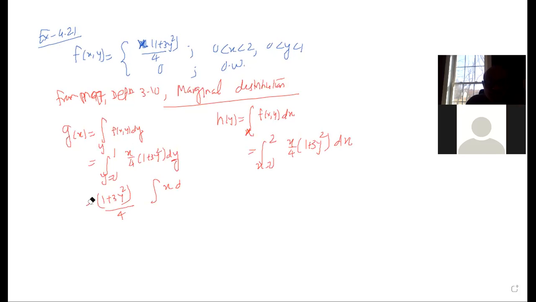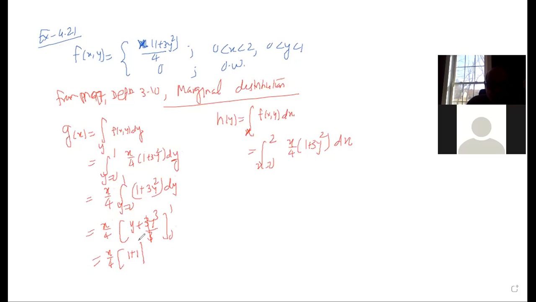Let me erase this part. Okay, sorry guys. That is equal to integration with respect to y, which means I can pull my x out of the integral sign. So y is equal to 0 to 1 and 1 plus 3y square dy. That is equal to x by 4, and here it is y plus 3y cube divided by 3, from 0 to 1. That is equal to x by 4 times 1 plus 1, otherwise it is 0. That is equal to 2, and x by 4 times 2 is x by 2. So I am getting my g of x that is equal to x by 2.